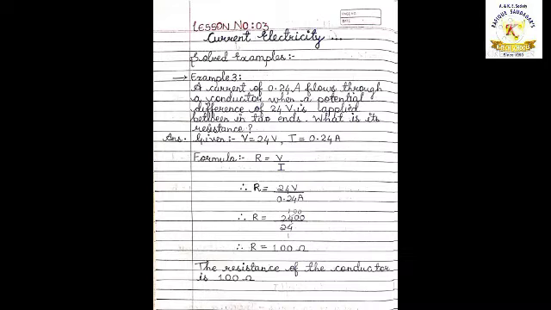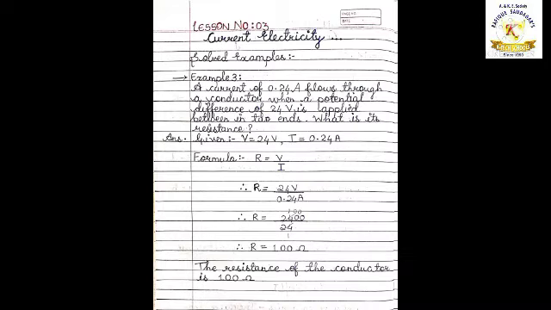So students, in this numerical, current is given and the potential difference is given. We have to find out the resistance. So first step, write all the given things. What are the given things? That is V, the potential difference, which is equal to 24 volts. The unit of potential difference is volts. I is the current, which is equal to 0.24 ampere. A stands for ampere. The unit for current is ampere.